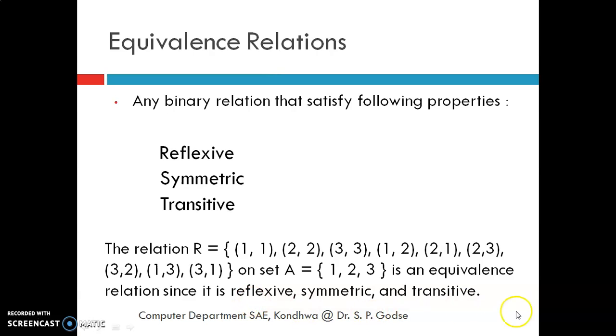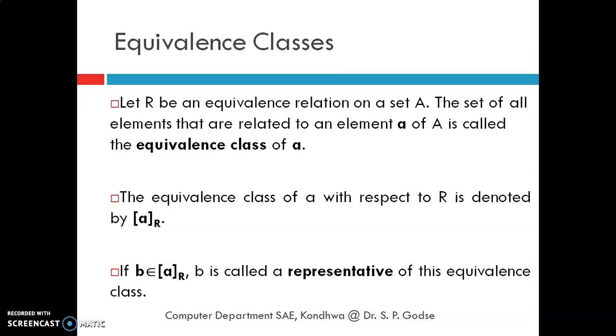So if all these three properties are present in the relation R, then that relation R is called an equivalence relation. Now next theory is equivalence classes. It is related to this equivalence relation. Let R be an equivalence relation on a set A. The set of all elements that are related to an element A of A is called the equivalence class of A. Means A is an element of set A, then the equivalence class with respect to element A is called the equivalence class of A. You can see the example here. The equivalence class of A with respect to R is denoted by [A]_R.